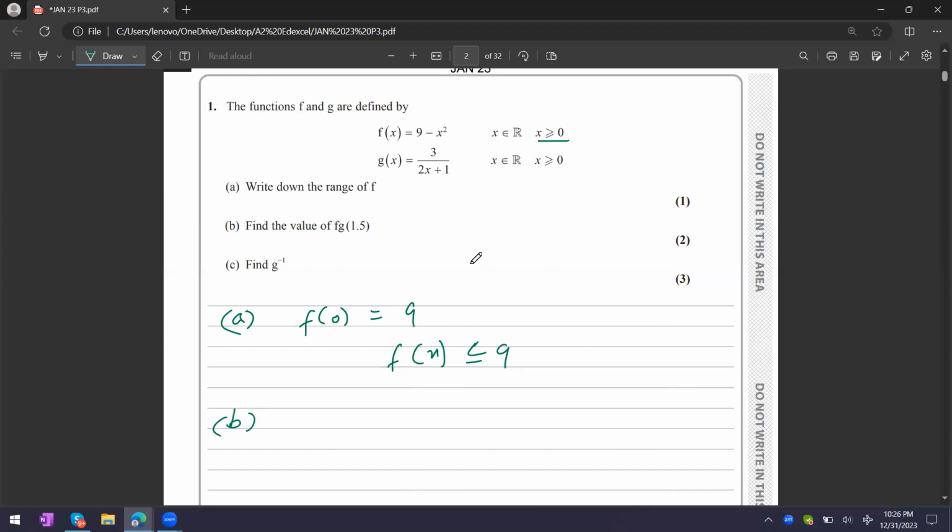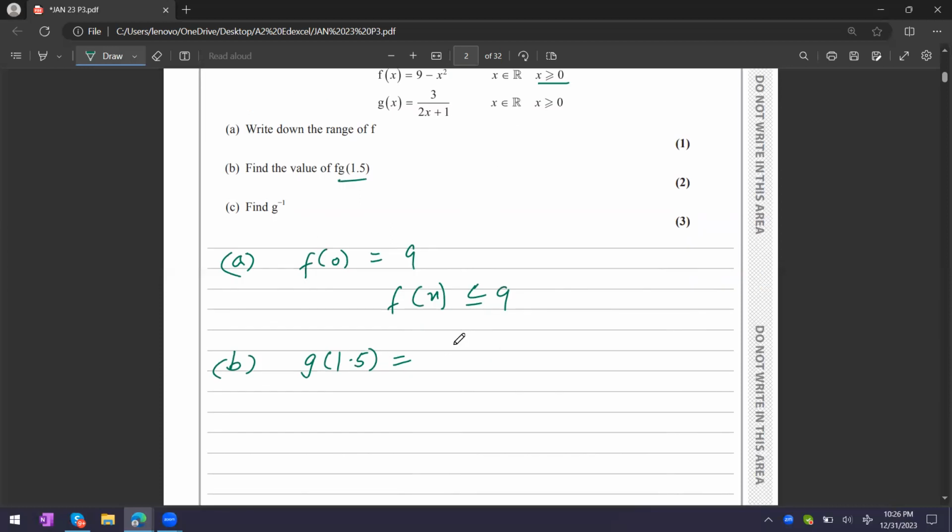For the b part, it's a composite function question. It's not that hard. Let's do it. First, you need to do the inside operation. Inside step first, g of 1.5. Just put 1.5 in the g function. 3 over 2 into 1.5 plus, sorry, not 4, 1, which is 3 over 4.